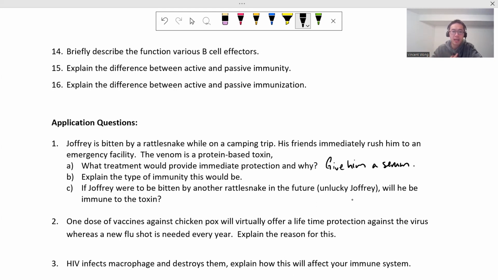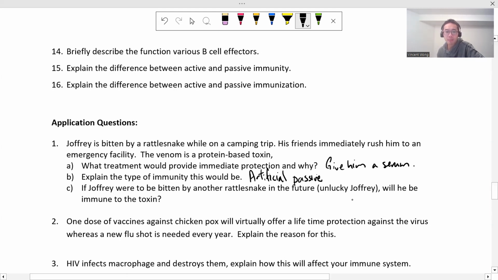So explain this type of immunity. This is artificial because you're injecting something, and this is passive. That's why it has immediate protection. If Joffrey were to be bitten by another rattlesnake in the future, unlucky Joffrey, will he be immune to the toxin? No. Why not? Because it's artificial passive.